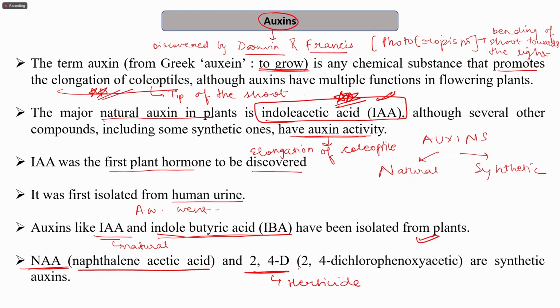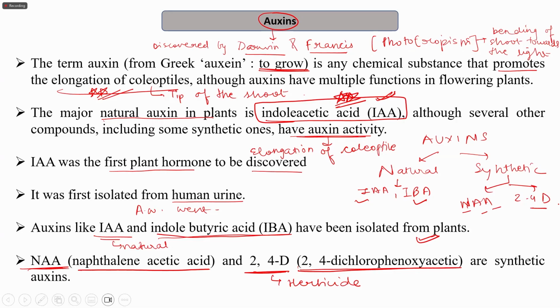So this 2,4-D is 2,4-dichlorophenoxyacetic acid. So they are the synthesized auxins. Natural examples include indole acetic acid and indole butyric acid, IAA, IBA, and the synthetic ones include NAA, that is the naphthalene acetic acid, and 2,4-D, 2,4-dichlorophenoxyacetic acid.